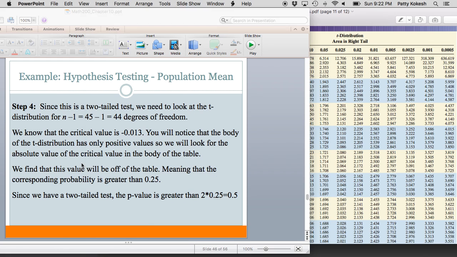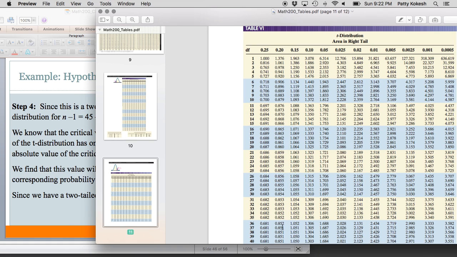So if I look at 44 degrees of freedom, or 40 degrees of freedom, and I look for 0.013 in my table, what you'll notice is that this is increasing as we go in this direction. So 0.013 is off the table somewhere to the left. So we know that our p-value, or the corresponding probability when I look it up in the table, is something larger than 0.25. I'm not sure what exactly it is, but it's definitely larger than 0.25.